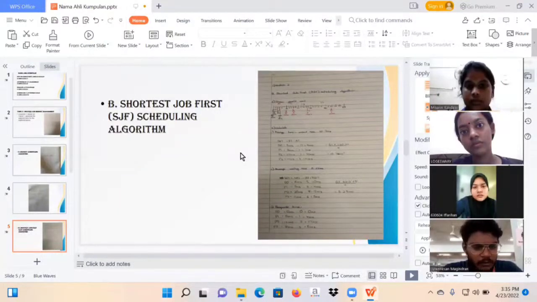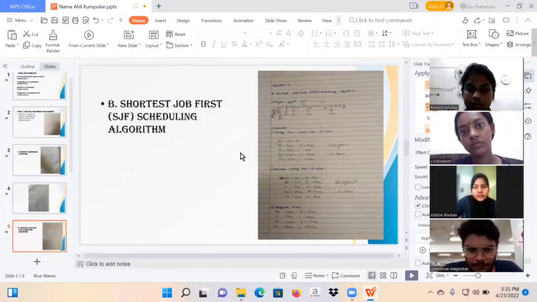So move to average waiting time. The answer is 5.25 milliseconds. Process 0, 5 milliseconds minus 5 is equal to 0 milliseconds. Process 1 is 7 milliseconds minus 3 is equal to 4 milliseconds. Process 2, 20 millisecond minus 8 is equal to 12 millisecond. And process 3, 11 millisecond minus 6 is equal to 5 milliseconds. For the average, we total all the answers and divide by 4, which is equal to 5.25 millisecond.